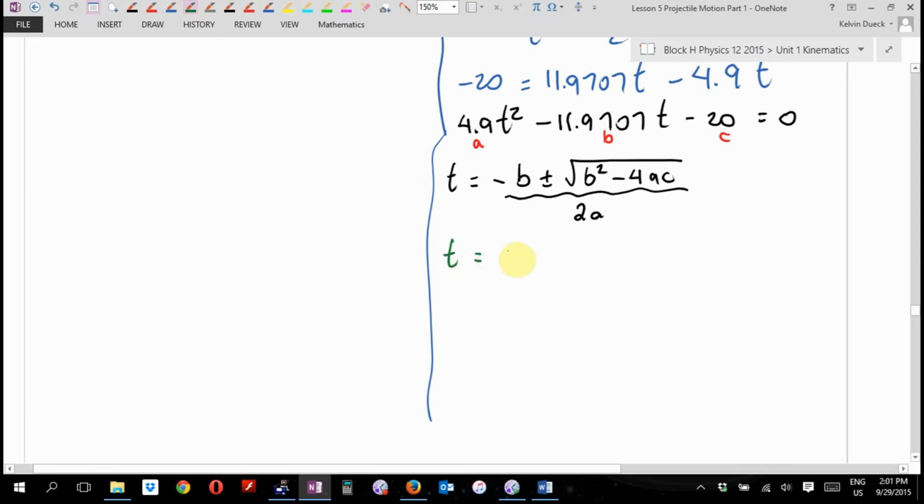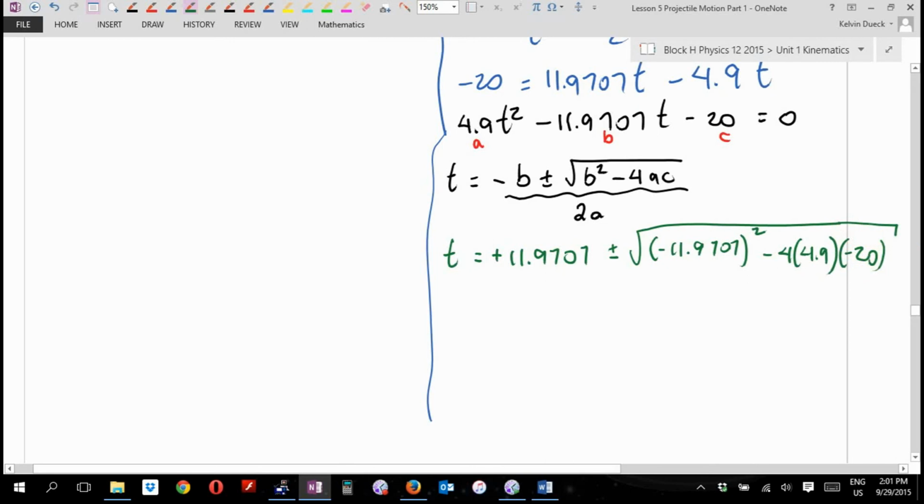t equals positive 11.9707, because it's negative negative, which is a positive, plus or minus the square root of negative 11.9707 squared minus 4 times 4.9 times negative 20, all over 2 times 4.9, 9.8. Hey, there's g again.